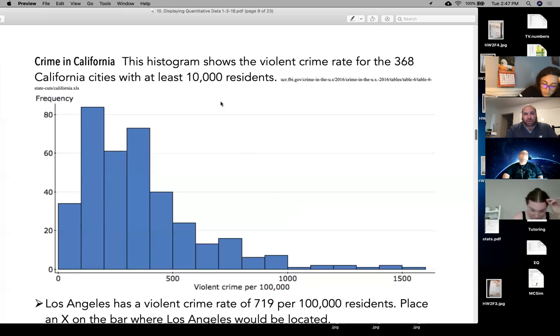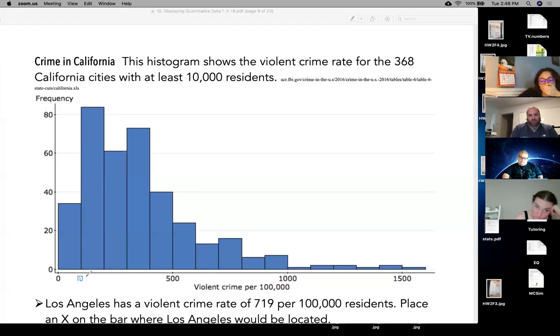So the histogram shows the violent crime rates for the 368 California cities with at least 10,000 residents. So for example, it looks like each bar represents a width of how much? Each bar is a width of how much? About 100, right? Actually, exactly 100. Because what we have here is 500. So 1, 2, 3, 4, yeah. So each one is 100. So that's 0 to 100. And that's 0 to 200. And then we have 300.